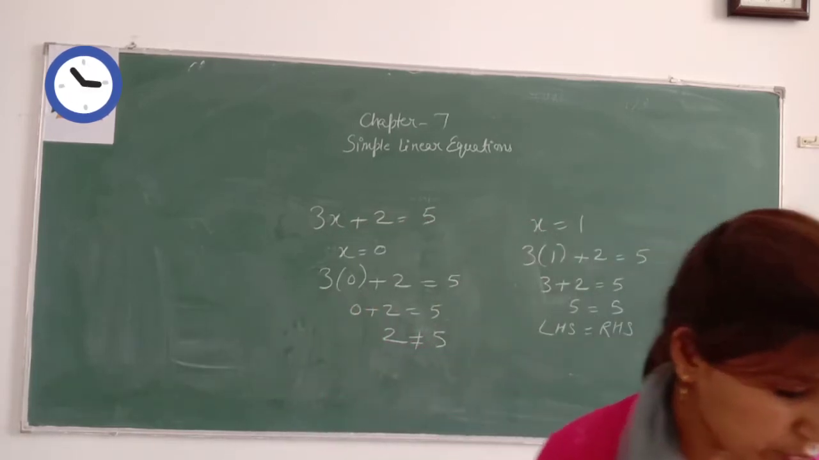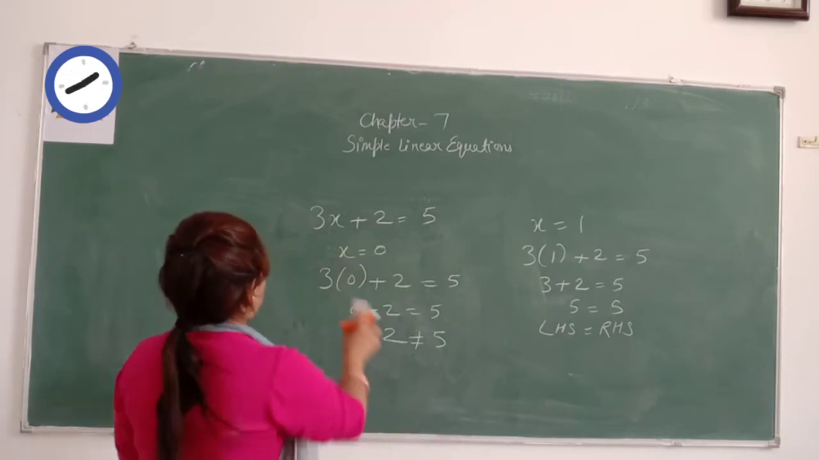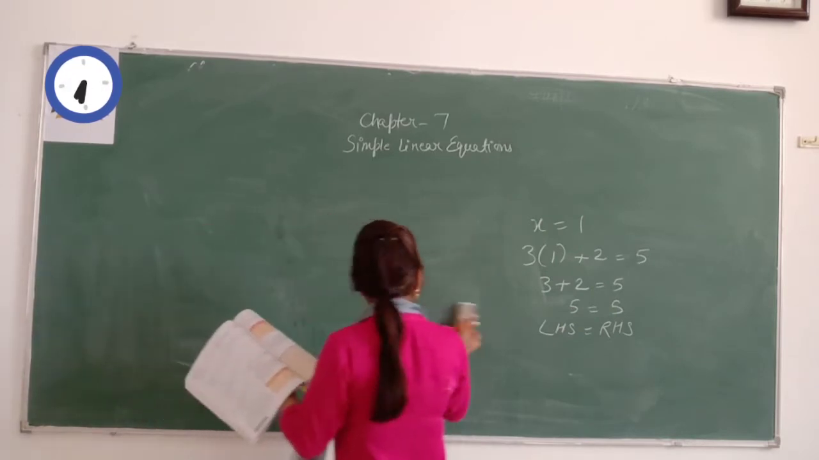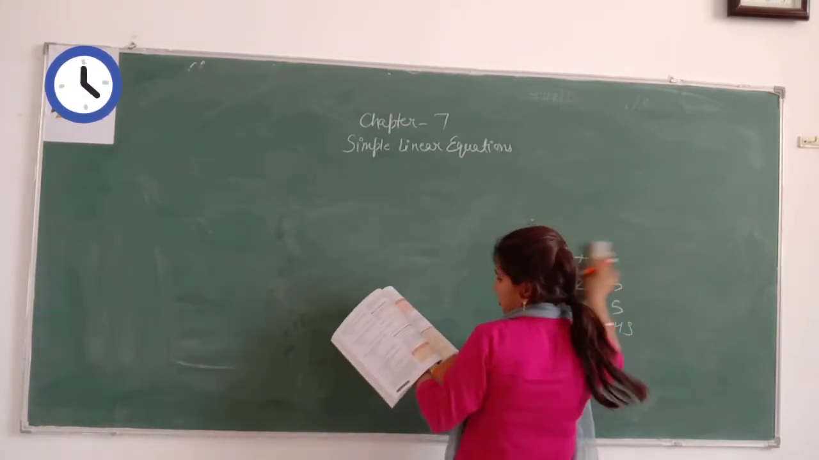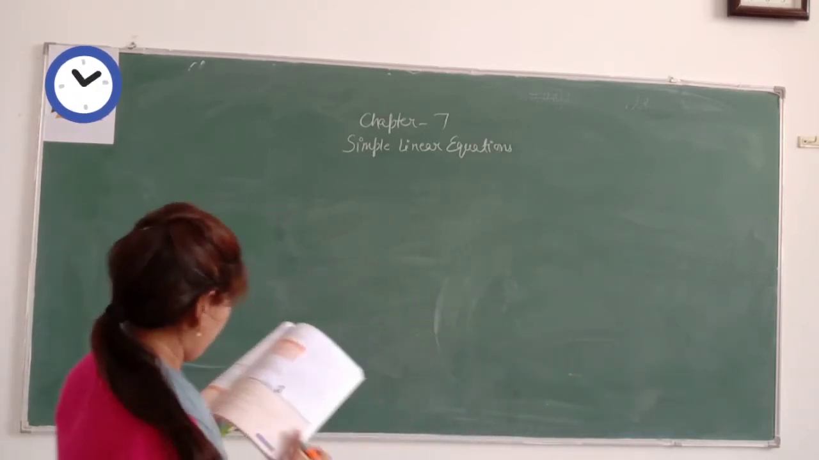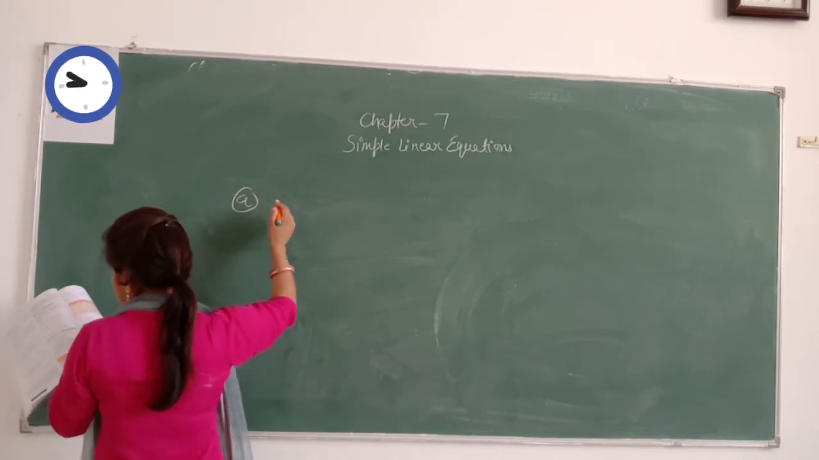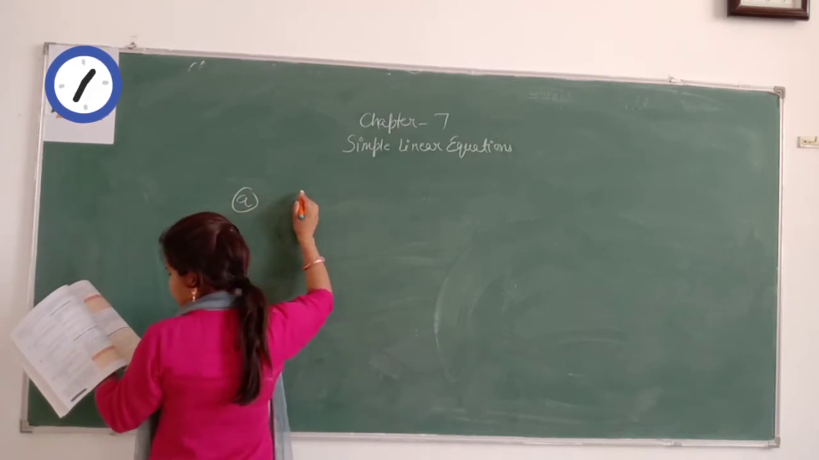Okay बच्चे, now we will do exercise question 7.1. In your exercise, question first is what? Which of the following are equation? There are 4 parts of this question. Equations are given and you have to check. Statements are given, you have to check that these are equation or not.